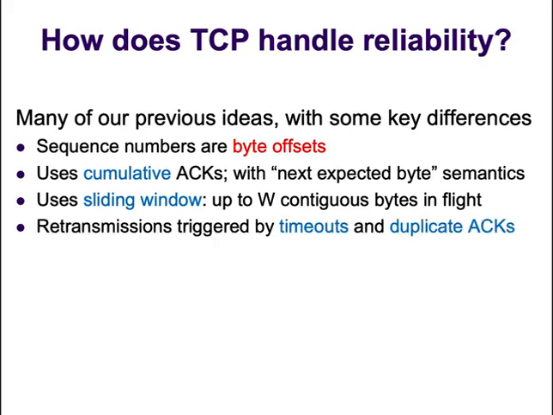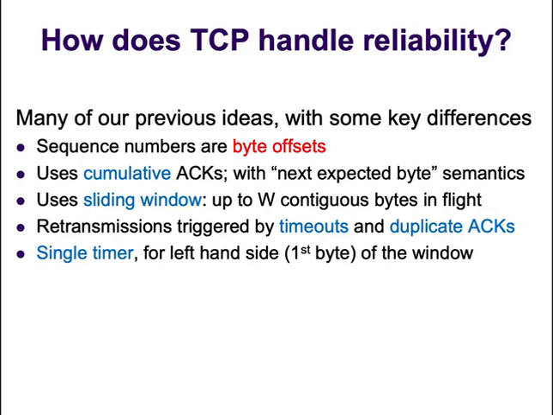Questions? Okay. Retransmissions in TCP are triggered by timeouts, just like we discussed, and they're also triggered by duplicate ACKs. If you remember last time we said if you get k duplicate ACKs, that's a pretty good indication that the packet you're waiting for is lost. So in TCP, k is equal to 3. If you get 3 duplicate ACKs, TCP will assume that the next byte you were waiting for is lost.